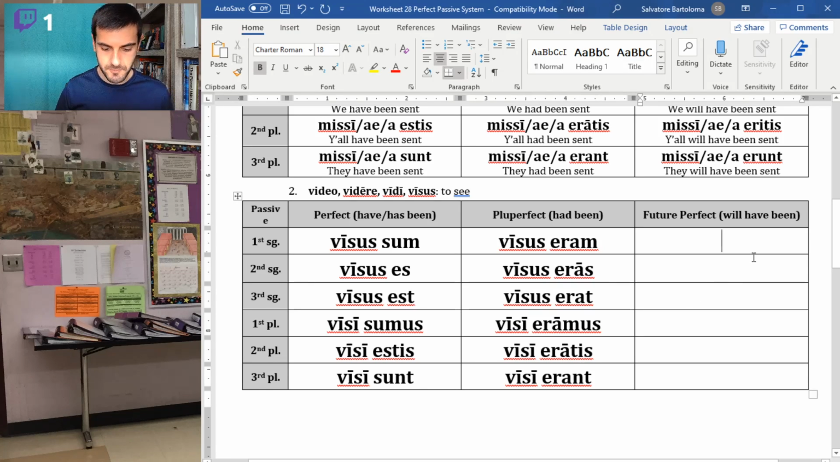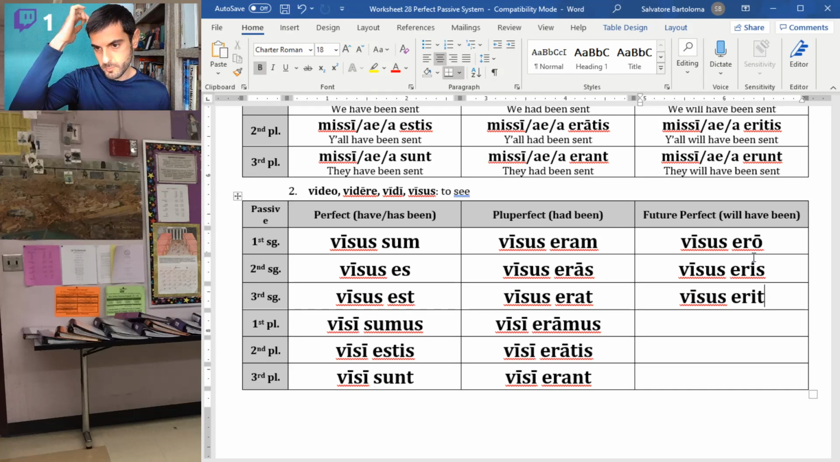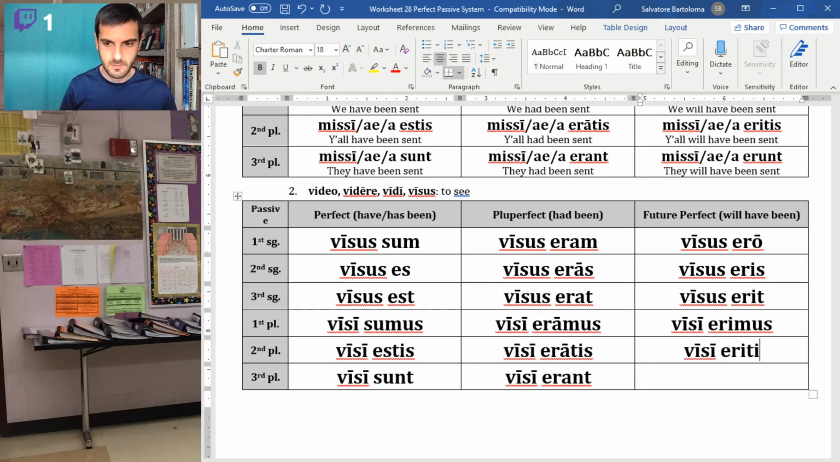Sweet. And future perfect. Visus ero, visus eris, visus erit. So those are my singular forms. And then again, when it's plural, visi erimus, visi eritis, and visi erunt. So it's just our forms of sum paired up with that fourth principal part. Nothing groundbreaking here.